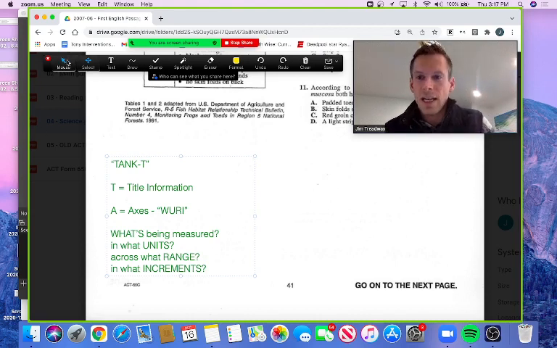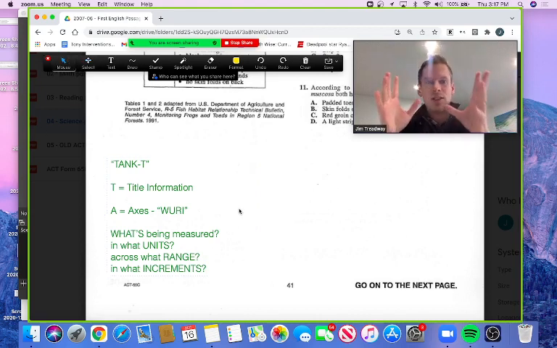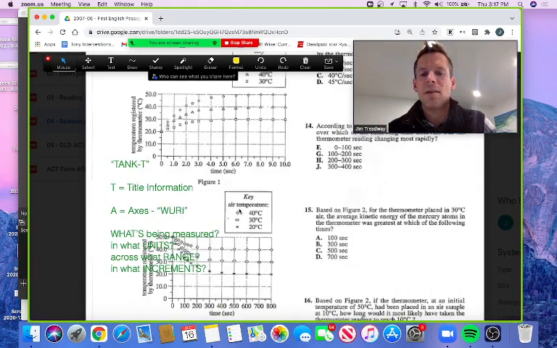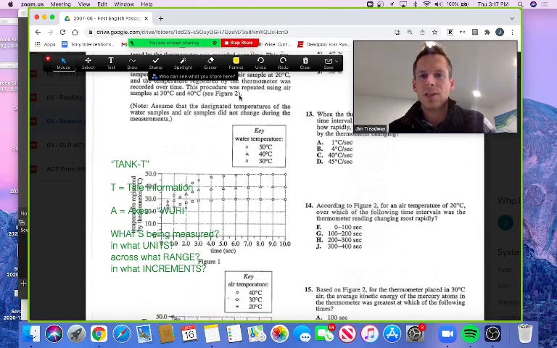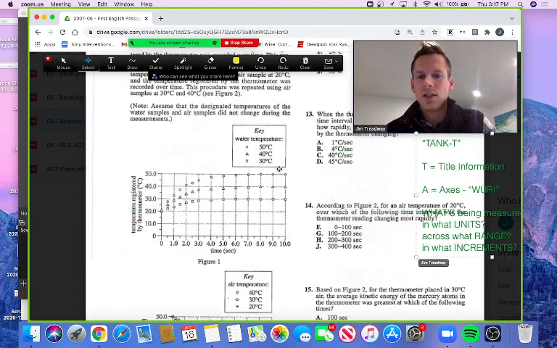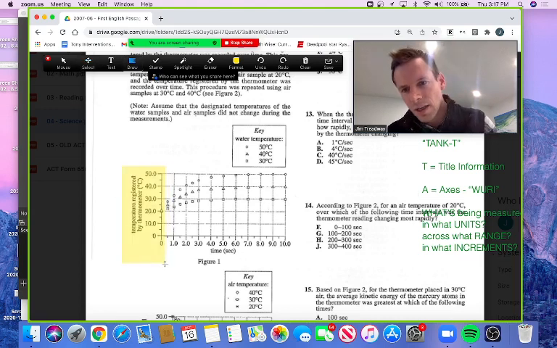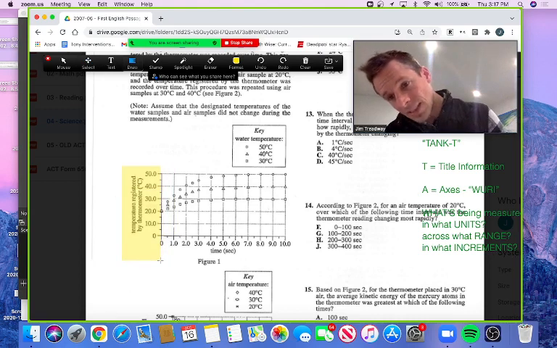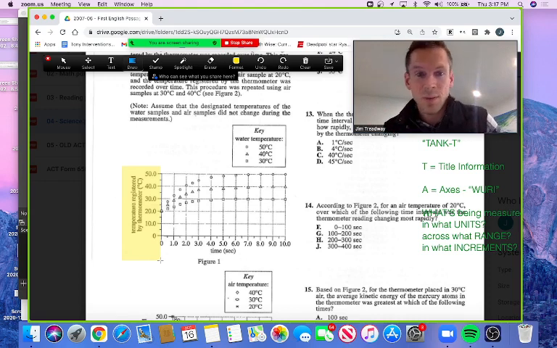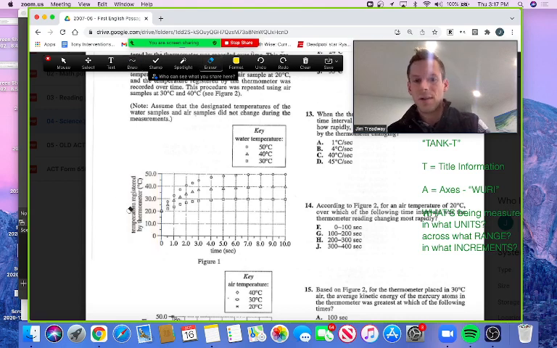So just check it. And just checking the increments and the range will help situate you in understanding the data better. So let's just try that. I'm going to show you what it's like to do WURI on an axis. So as we look at figure 1 here, after we find the title information above, we're going to look at this y-axis here. And it looks like we've got temperature registered by the thermometer. That's what's being measured. In what units? Degrees Celsius. Across what range? From 0 to 50. In what increments? Increments of 10. And as you're doing all this in your head, you're doing it even quicker, obviously.